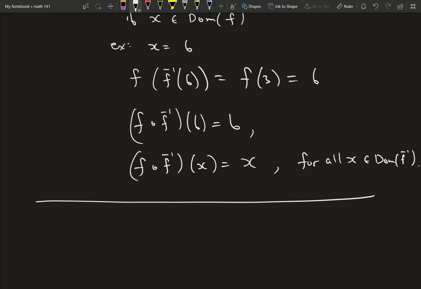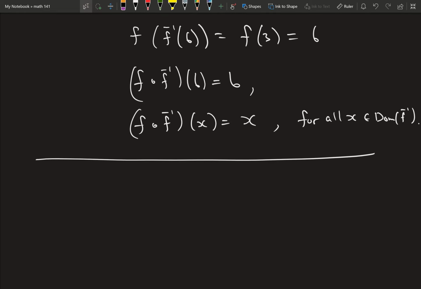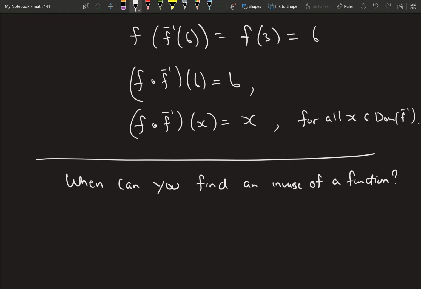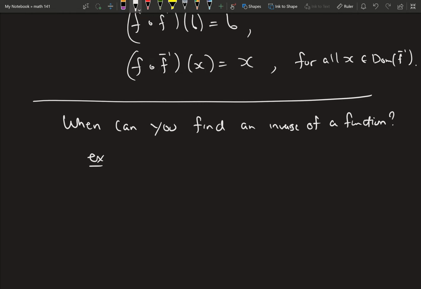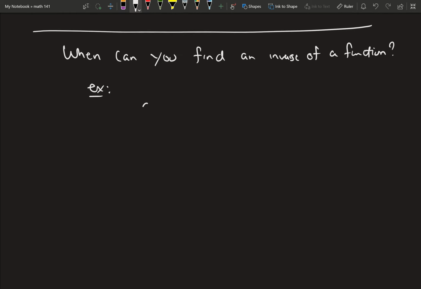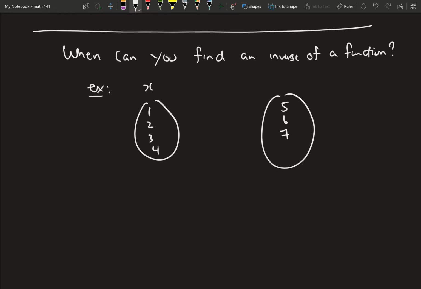Now, before we go still to define everything a little bit more formally, the question arises, when can you find an inverse of a function? It's kind of an important thing because it turns out it's not always possible. So let me do just an example where it's not possible, using a very similar set of numbers. Say we have a domain of f being 1, 2, 3, 4. So these are our x values. And our possible y values are still 5, 6, 7, and 8.